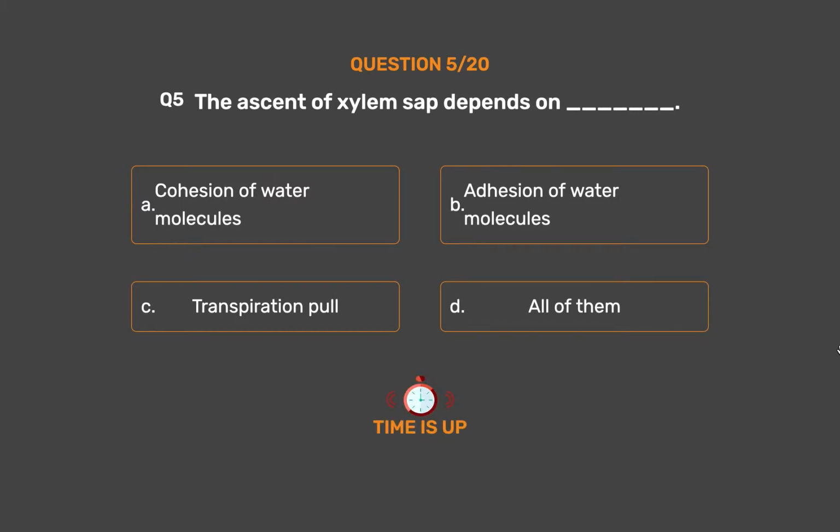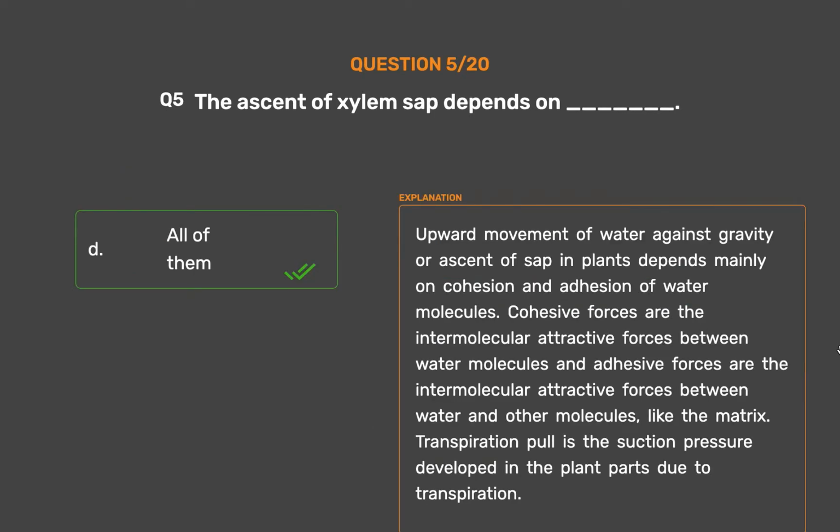The correct answer is option D. All of them. Upward movement of water against gravity, or ascent of sap in plants, depends mainly on cohesion and adhesion of water molecules. Cohesive forces are the intermolecular attractive forces between water molecules, and adhesive forces are the intermolecular attractive forces between water and other molecules, like the matrix. Transpiration pull is the suction pressure developed in the plant parts due to transpiration.